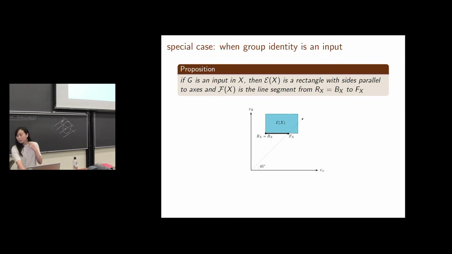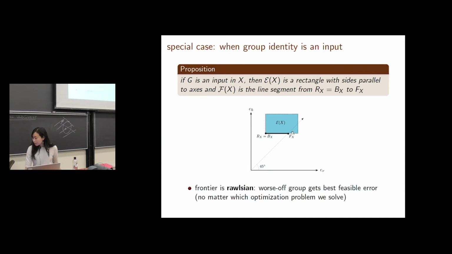So in the remaining time, let me tell you about a special case, which is when group identity is actually an input into the algorithm. So in this case, the feasible set and the fairness accuracy frontier both simplify. The feasible set becomes a rectangle with sides parallel to the axes. And the fairness accuracy frontier becomes the line segment ranging from the point that's simultaneously error minimizing for both groups to the point that's fairness maximizing.